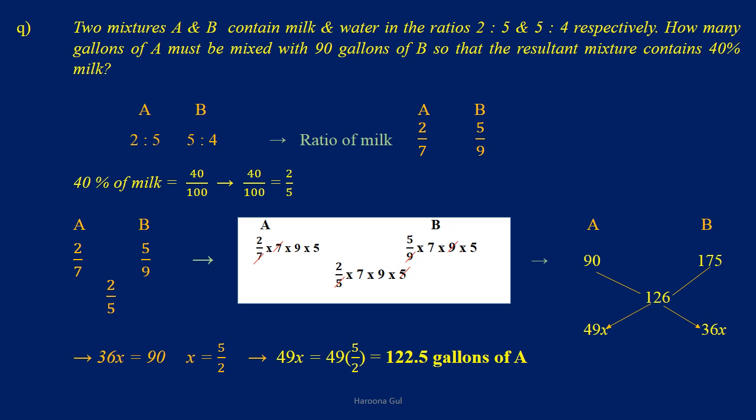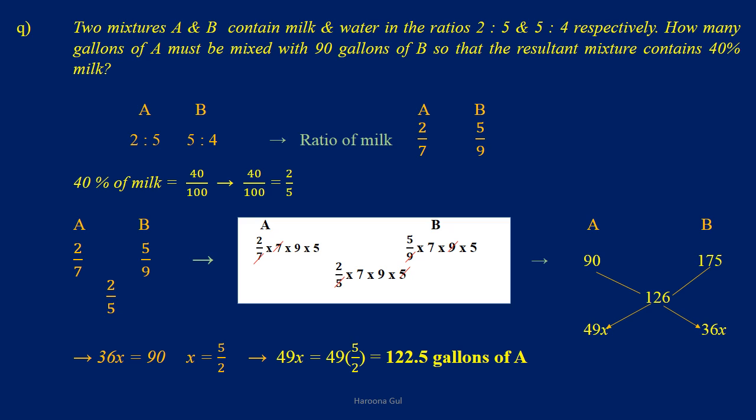Now the first thing you should do is copy down the information given in the question on a piece of paper. The first information is about two mixtures A and B containing milk and water in the ratios 2:5 and 5:4 respectively. Now you see, if the mixture A contains 2 parts of milk, then it contains 5 parts of water, right? So 2 plus 5 makes 7 and the ratio of milk in A would be 2/7.